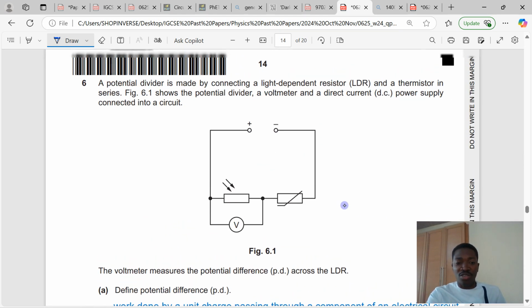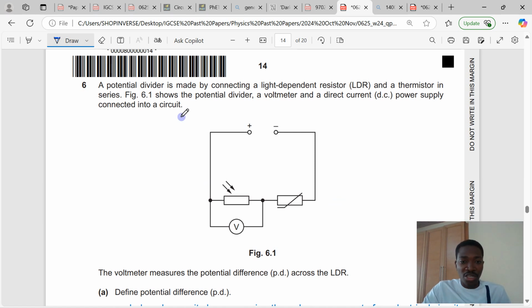We move to question number 6. A potential divider is made by connecting a light dependent resistor, LDR, and a thermistor in series. Figure 6.1 shows the potential divider, a voltmeter, and a direct current, DC, power supply in the circuit. A voltmeter measures the potential difference across the light dependent resistor. So there's a voltmeter here.